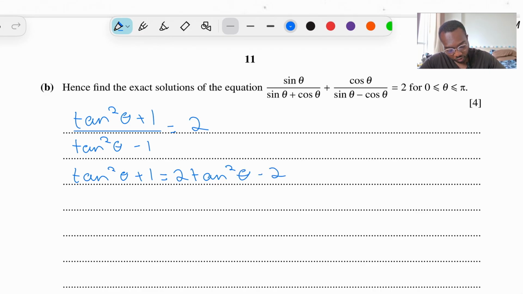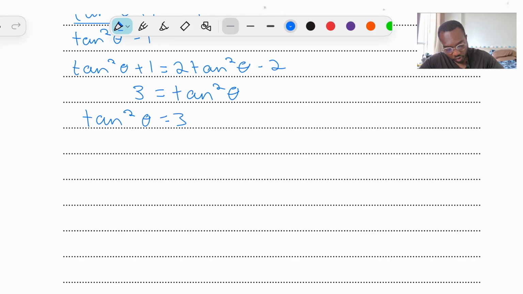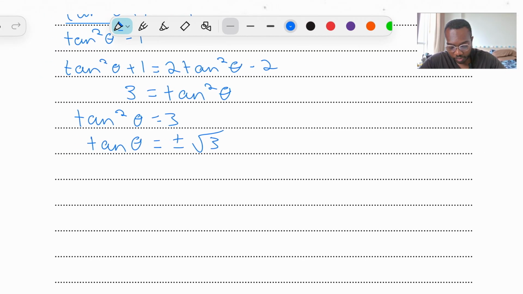Okay, and if we bring everything to the right side, what do we get? Actually, no, let's bring the tan squared theta to the right side. Let's bring the minus 2 to the other side. So we get 3 is equal to tan squared theta like this. And if we just rewrite this, tan squared theta is equal to 3. And therefore, if we get rid of that square, we square root, and we get tan theta is equal to plus or minus the square root of 3.